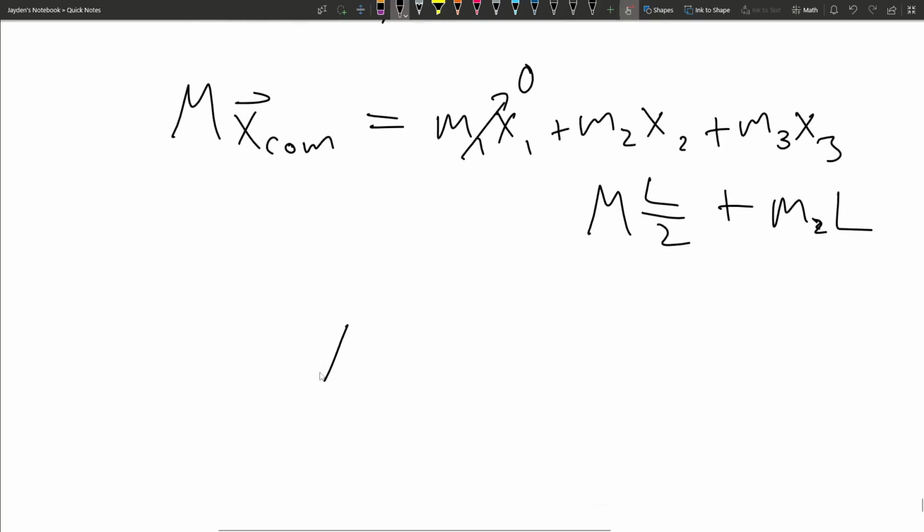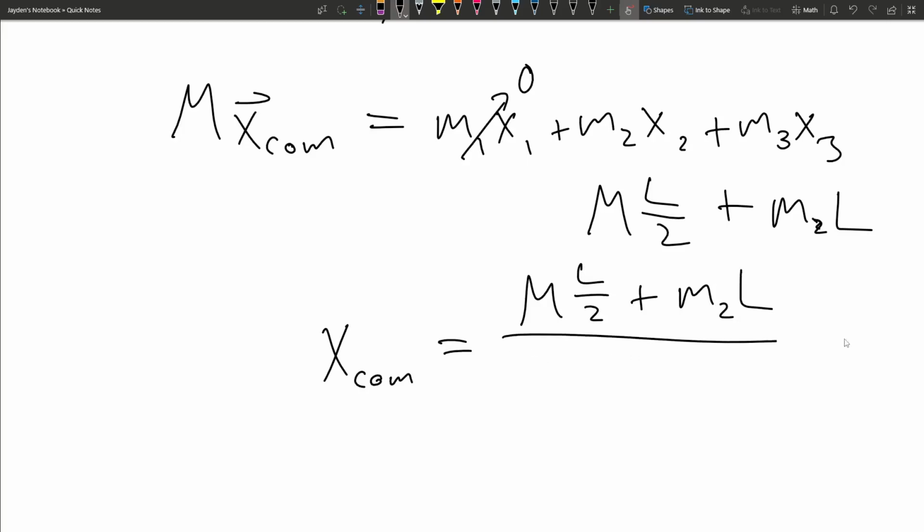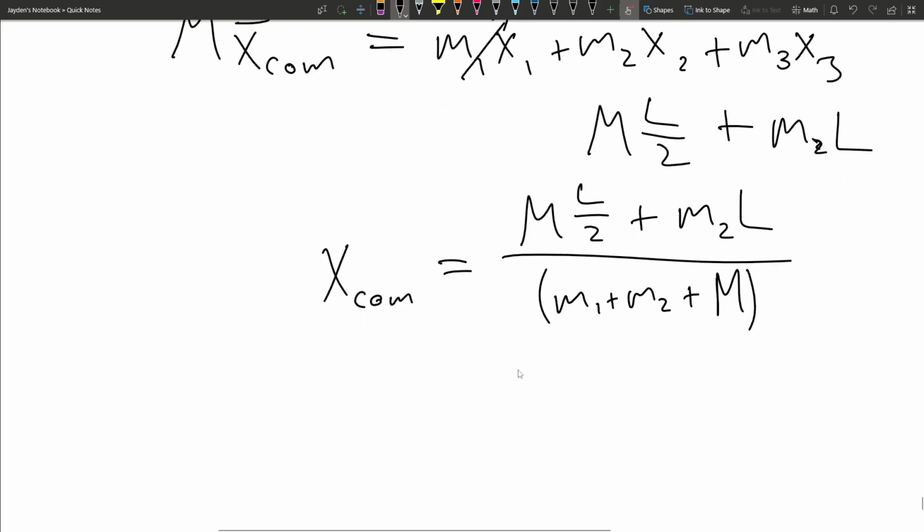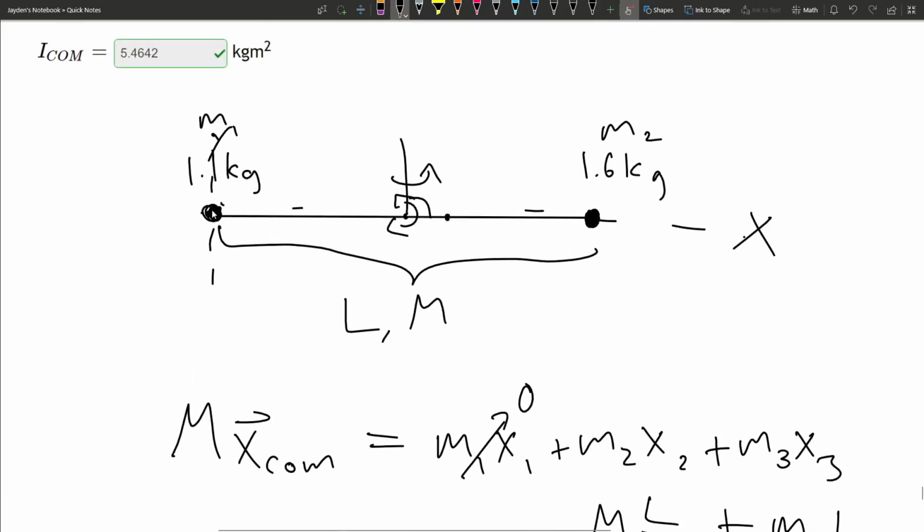So the x center of mass is going to be equal to M L over 2 plus M 2L, divided by the total mass of the system. So this would be m1 plus m2 plus M. Okay, now that we know the x center of mass with respect to this axis, we can plot that point. Let's say this is the x center of mass.